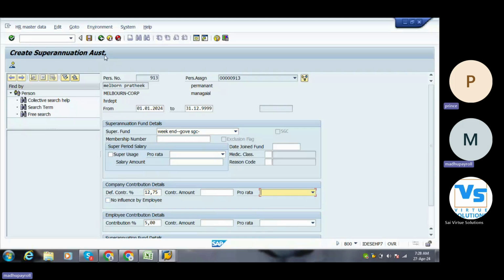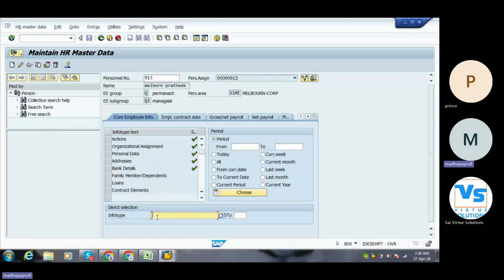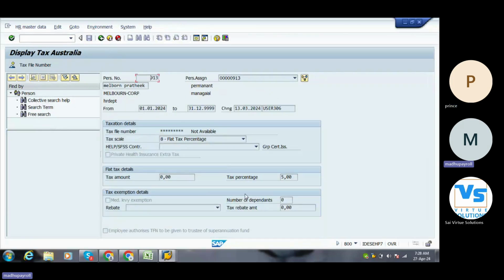Similar to 188 also. The major difference you are asking about is taxes here. Even for taxes, we have to specify the tax file number. What is this? We'll discuss. The tax file number we never enter directly on the info type. We will specify the tax scale here, so which scale he comes under. Or else, if it is a flat tax detail, directly you can enter that.